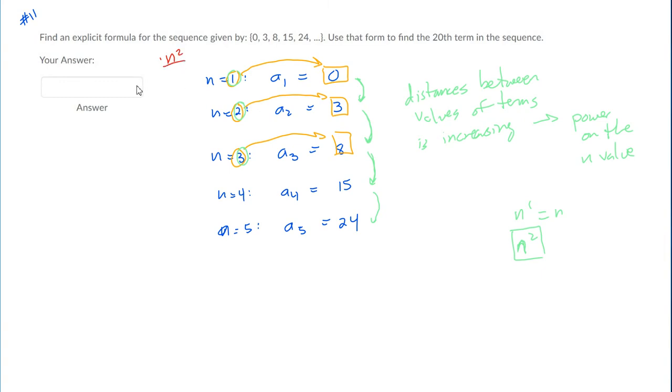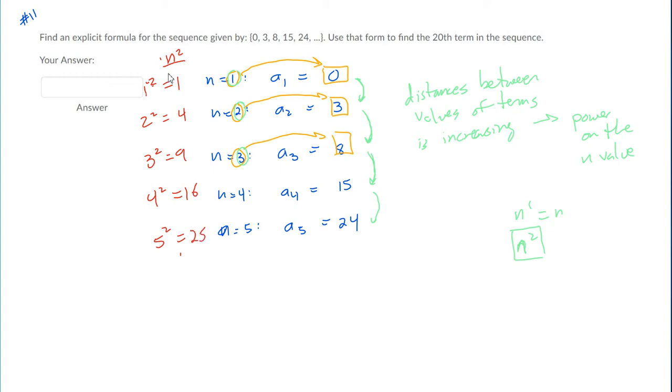In this case, 1 squared would be 1. It's not a 0, but there it is. How about 2 squared? When n is 2, 2 squared is 4. When n is 3, 3 squared is 9. When n is 4, 4 squared is 16. Why am I squaring the n? Because I see that the distances between the terms are growing, which suggests that somehow the n has an exponent on it, because it's getting bigger and bigger all the time by increasing amounts.